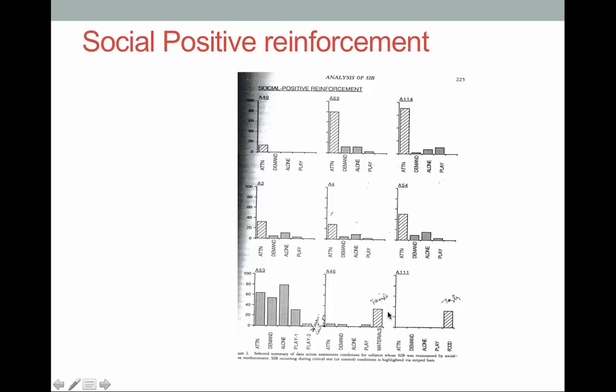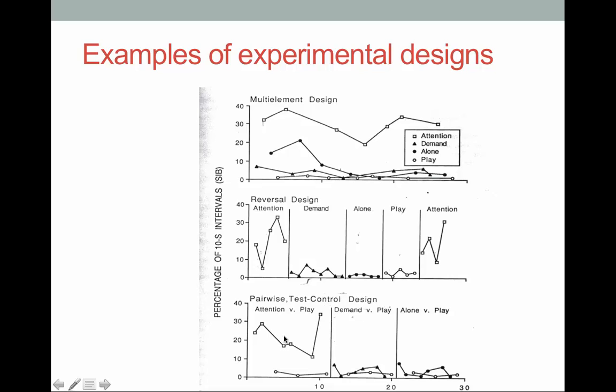The pairwise condition is really more common now than it was back then when Iwata was looking at these, because people don't run multiple conditions like this anymore. They'll do a good descriptive assessment. They'll have a really good idea what they think the conditions are. They'll use the functional analysis, and you're going to read a study or two that does this. And they'll look at just one condition versus a control condition, like attention versus play, and demonstrate control that way.